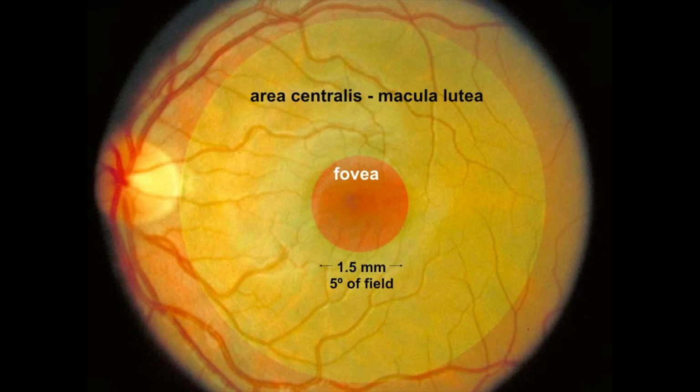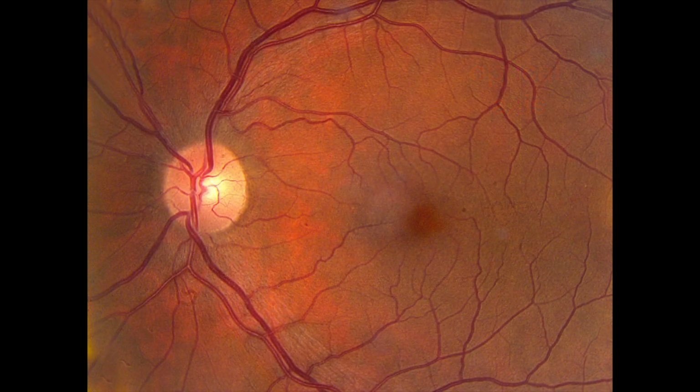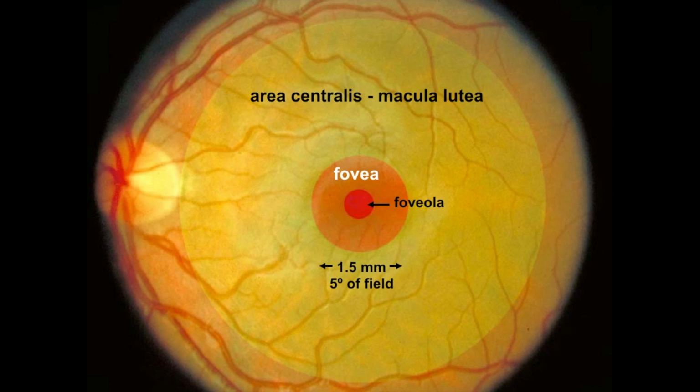The fovea is about 1.5 millimeters in diameter, the same diameter as the optic nerve. The center of the fovea is located about 15 degrees temporal to the optic nerve. It is about 4 millimeters temporal to the center of the optic disc and about 0.8 millimeters below it. The foveola, or floor of the fovea, provides the sharpest vision. It is the only part of the retina that sees 20/20.